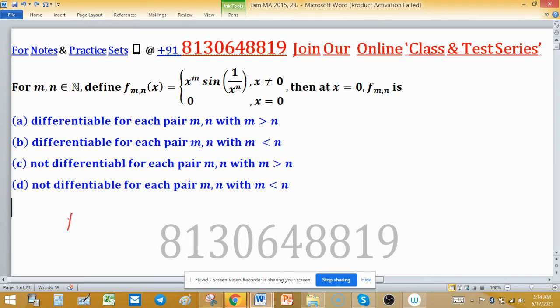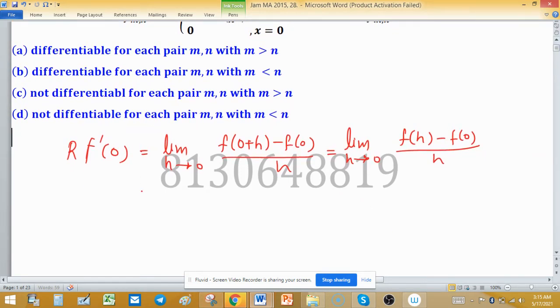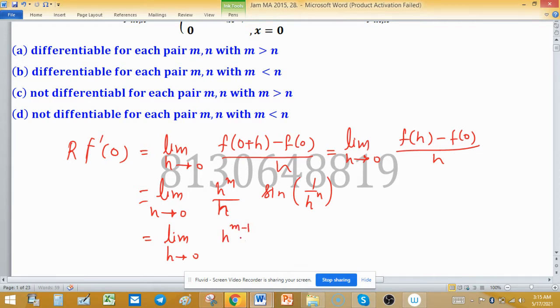First, Rf'(0), the right hand derivative, will be equal to limit h tends to 0 of [f(0+h) minus f(0)] divided by h. This is the same as limit h tends to 0 of [f(h) minus f(0)] divided by h, which equals limit h tends to 0 of h raised to the power m divided by h, times sin(1/h^n). This is h also, so you can write this as limit h tends to 0 of h raised to the power m minus 1, using the law of exponents, times sin(1/h^n).